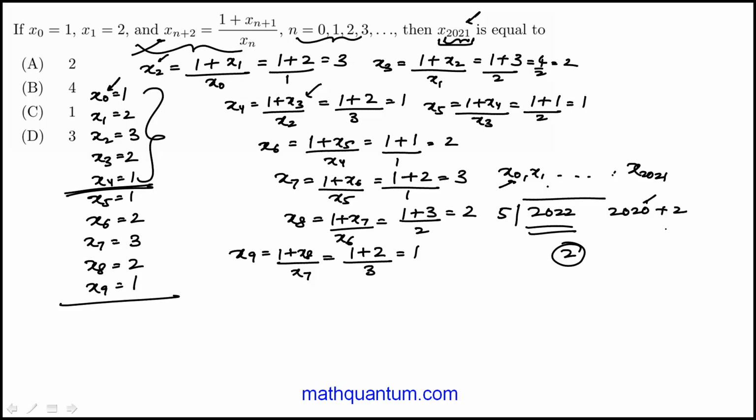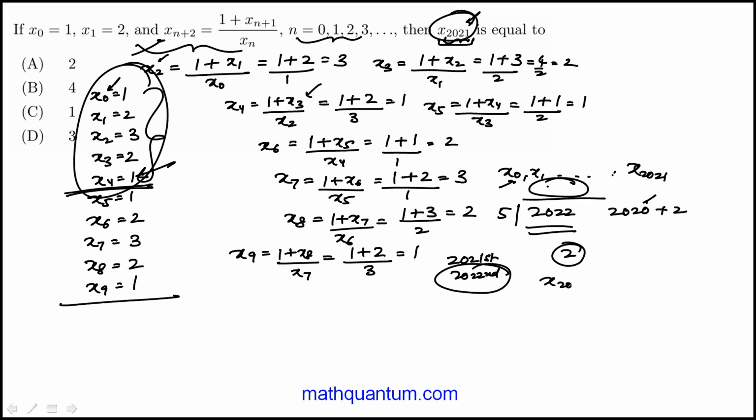So after whatever the quotient is, you're going to repeat through these that many times, and you'll end up here. And then we need to figure out the 2021st and then 2022nd term. Because note, the 2022nd term is x sub 2021 because x sub 0 is where we're starting. So we just need the second term here, which is 2. So the answer is 2, choice A.